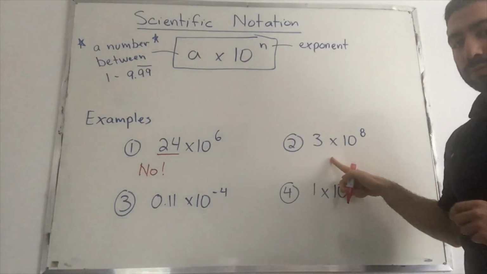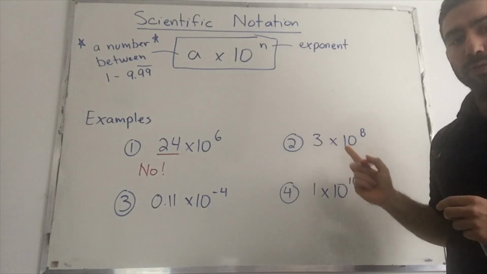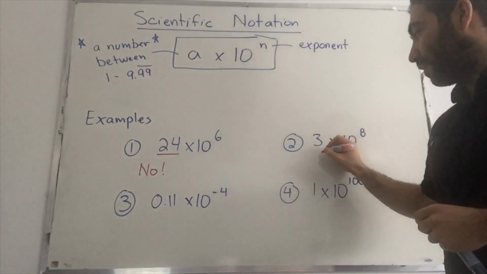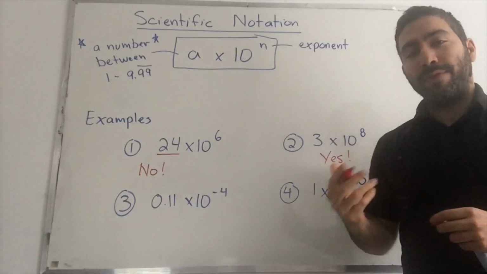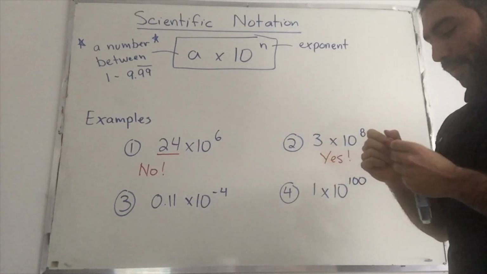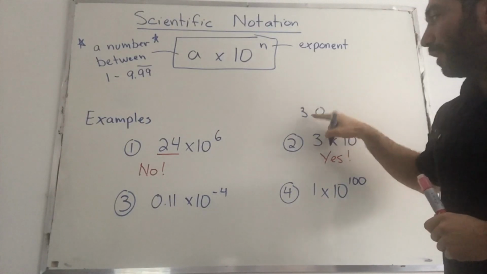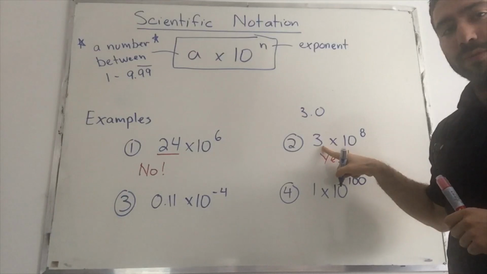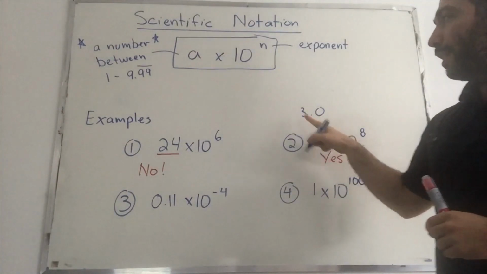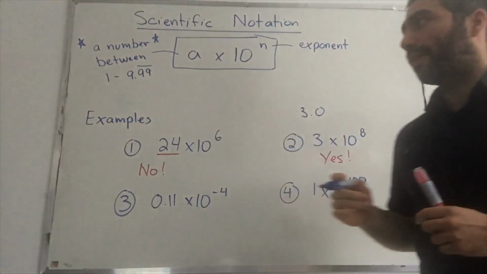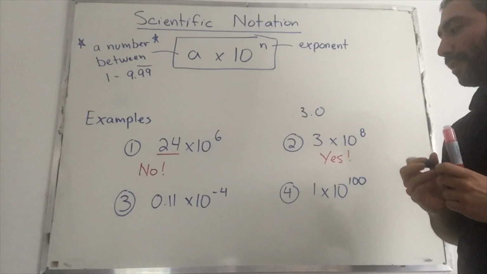Let's look at example 2. We have 3 times 10 to the 8. Is this in scientific notation? In this case, the answer is yes. You have to remember that every number has a decimal place, we just don't write it, so think of 3 as 3.0. There's a decimal right after the 3. Even though we don't write it, we know it's there. So this number is between 1 and 9.999, and times 10 to the 8, this is perfect, this is scientific notation.